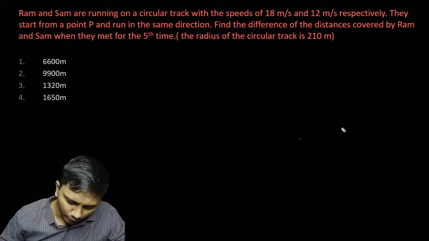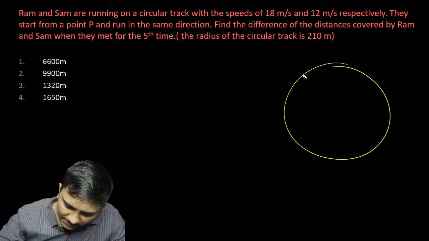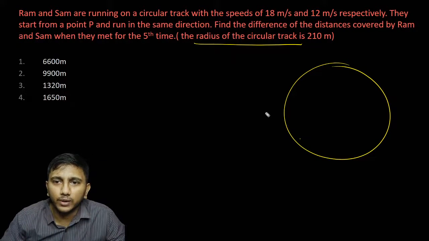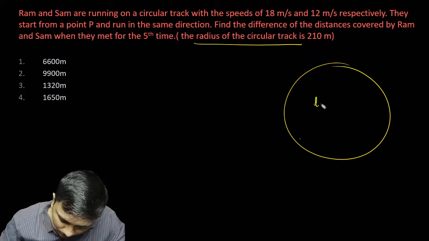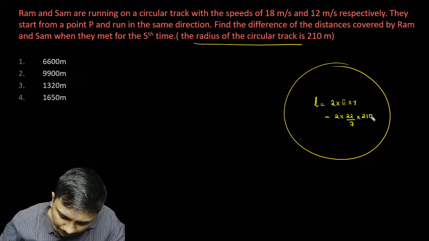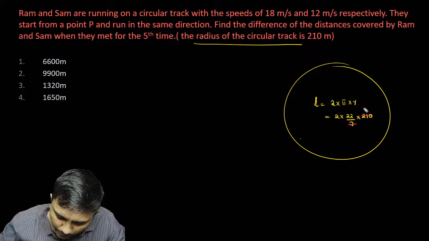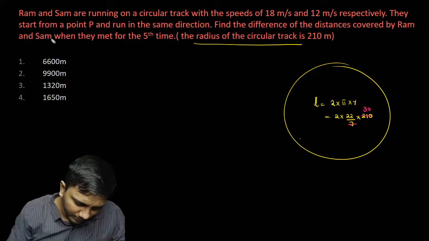Okay, let me quickly draw the circular track to get some kind of visualization on what's happening here. Let's say this is a circular track, and it is given that the radius of the circular track is 210 meters. So I can find the circumference, which will give me the track length. Track length is going to be 2 into pi into radius, which is 2 into 22 by 7 into 210. So that's going to be 2 into 22 into 30. I'm not going to simplify that. I'm going to keep it as it is. Now let's move forward and see what they're asking.